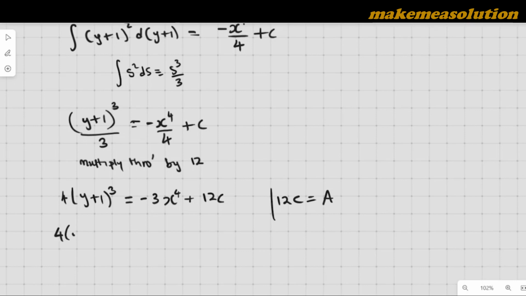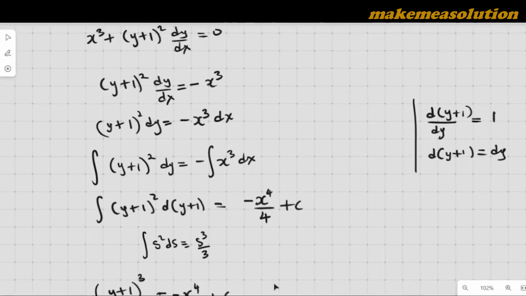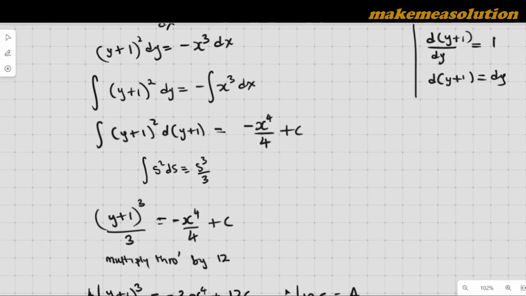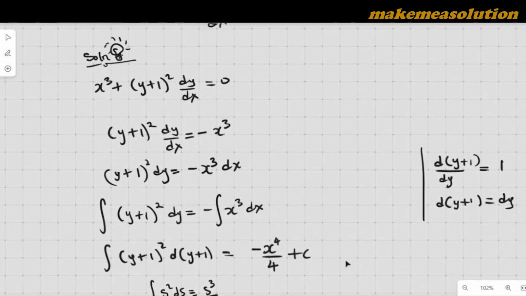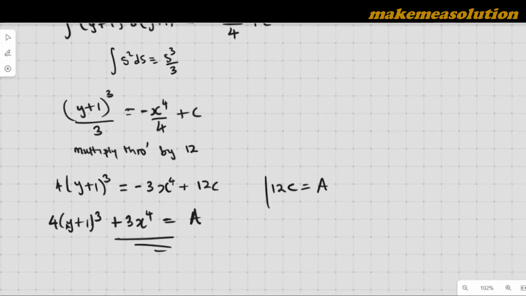So 4 into (y plus 1) whole cube plus 3x to the power of 4 is equal to a. So this is the solution for this particular problem. There were no initial conditions given, so this is our general solution in this particular case. For this problem, this is the general solution over here.